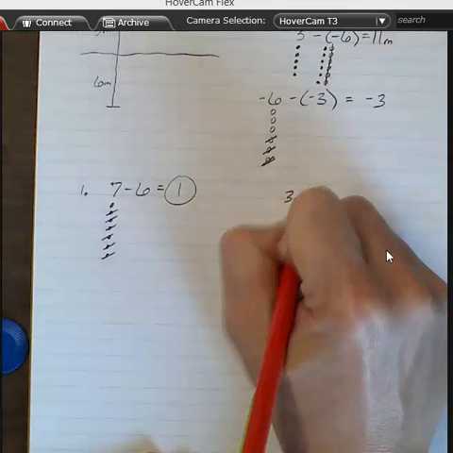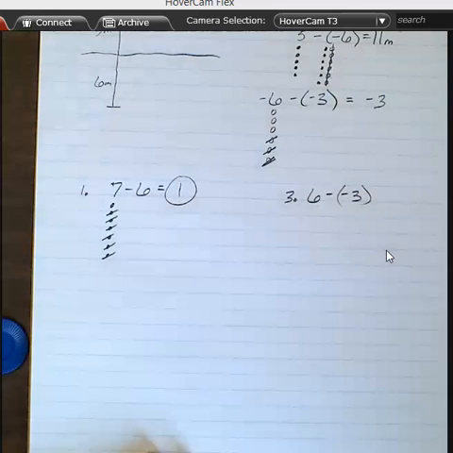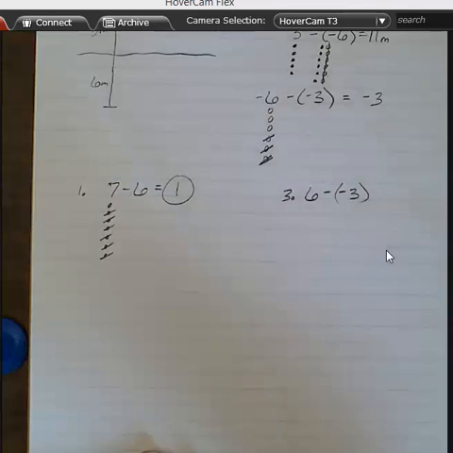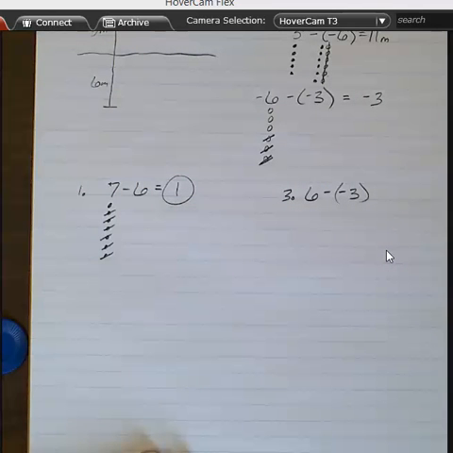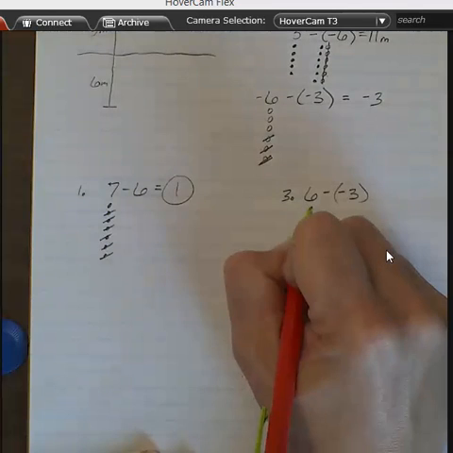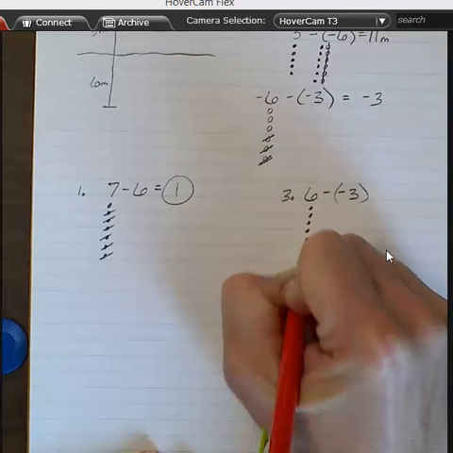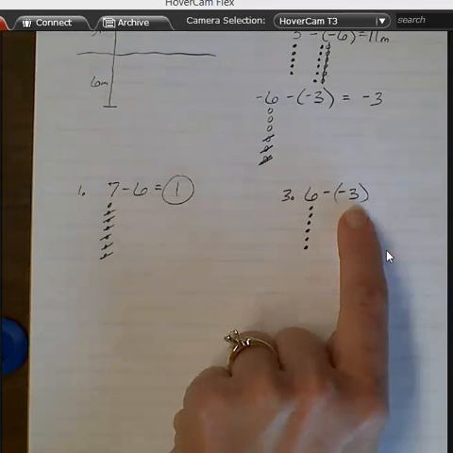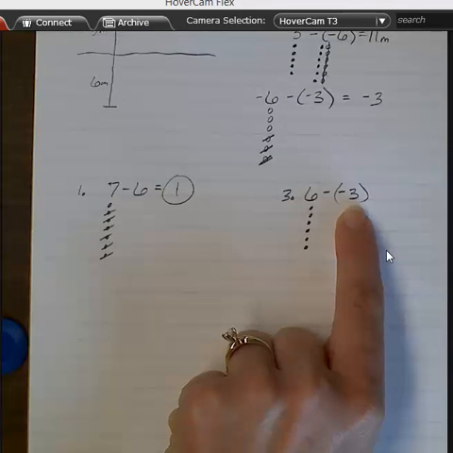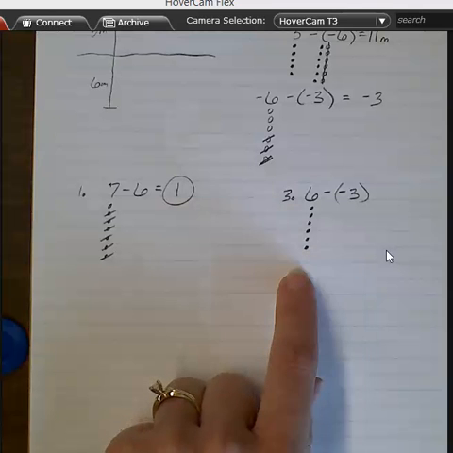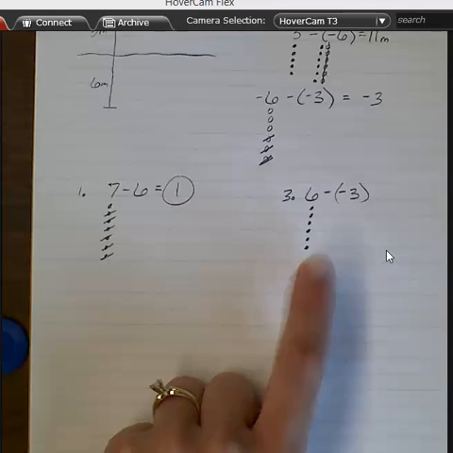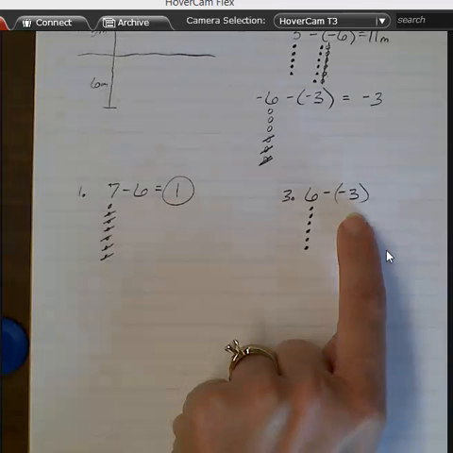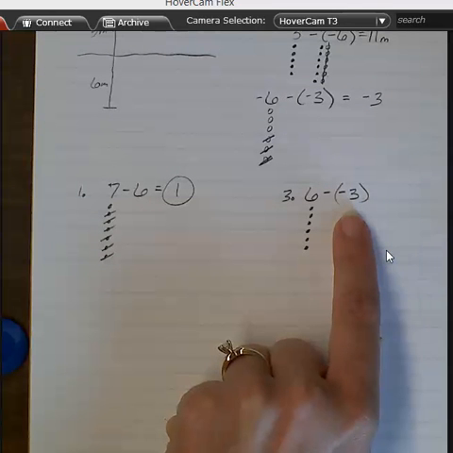3 says, 6 take away a negative 3. How do I start this picture? What am I going to do to show a positive 6? 6 closed ones. Absolutely. 6 closed dots. 1, 2, 3, 4, 5, 6. Can you take away 3 negatives? No, there aren't any there. But I cannot change the value of this. How am I going to keep this value of positive 6 but change it so that there are negatives to take away? And I need 3 of the negatives to take away.